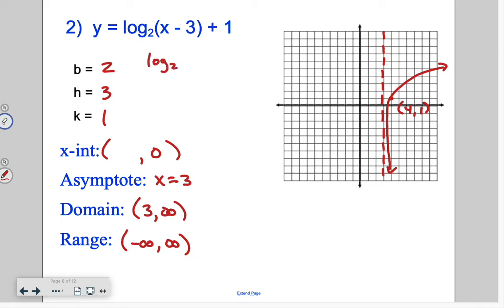Log base 2 of (x minus 3) plus 1. We're going to set that equal to 0, and we're going to figure out what x value gives me 0. In order to do this, it's only a couple of steps. Step number 1: I want to get the log part by itself, which means I'm going to subtract the 1 to the other side. I want to get the logarithm by itself. So we're going to write this as log base 2 of (x minus 3) equal to negative 1.